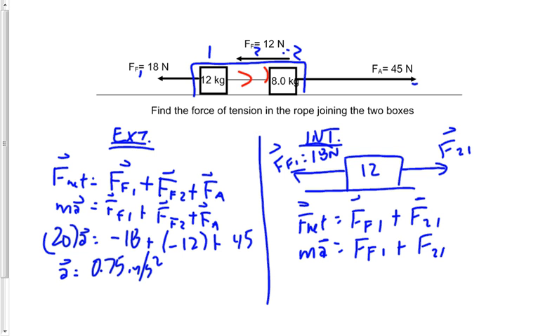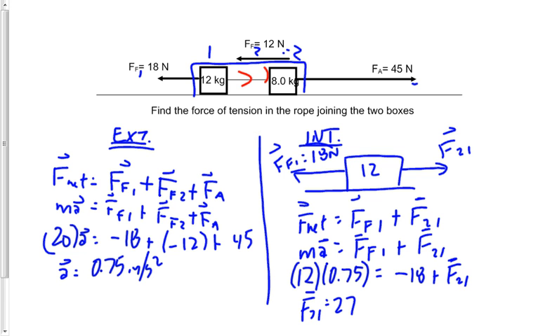We don't know what its value is, though. Did anybody do this, by the way, by analyzing the 8 kilogram object? Okay. The mass that I'm going to use is 12. The mass that you would have used would have been 8. The acceleration for both of us, whether you use the 12 or the 8, is 0.75. Negative 18 plus F21 is 12 times 0.75. Take that over, 27, I think it is. I'm going to do a lightning fast calculation in my head and say that Luis and Joe would have gotten negative 27 newtons. Is that what you guys got?